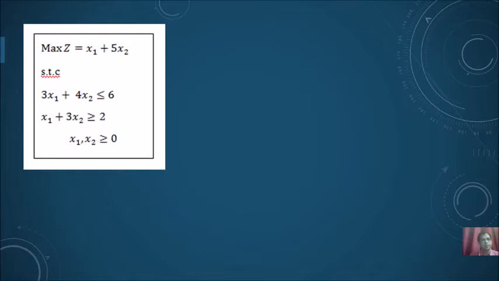Now let me show you one example where an artificial variable will be required. Suppose this is an LPP. We want to find the maximum value of Z, where the objective function is x1 plus 5x2, subject to the constraints 3x1 plus 4x2 less than or equal to 6, x1 plus 3x2 greater than or equal to 2, and both the variables x1 and x2 satisfy the non-negativity constraint, that means x1, x2 are both greater than or equal to 0. So the first step as far as the simplex algorithm is concerned is to transform this LPP into its standard form.